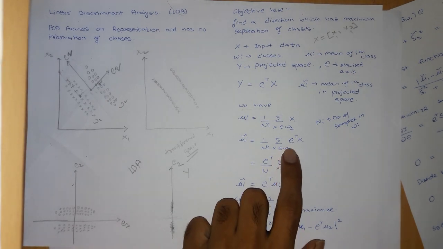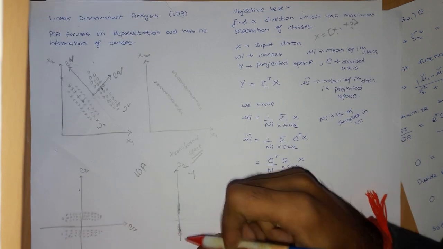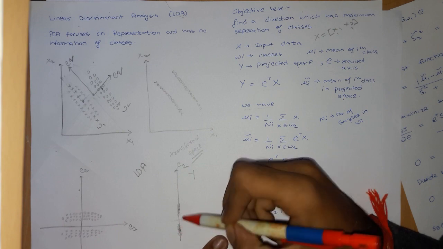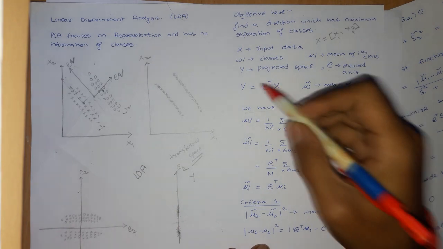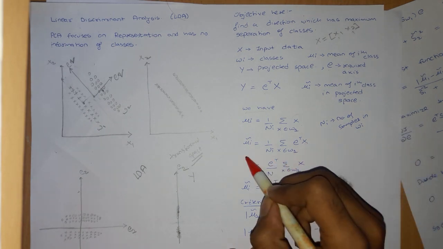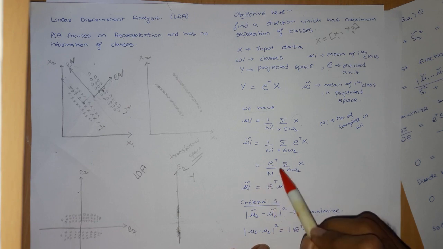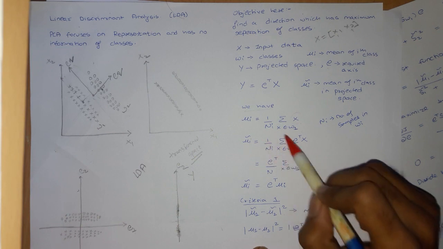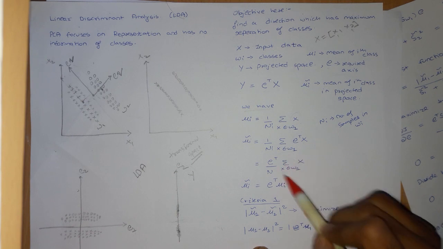Because we are in the transformed space, here there will be y. So the mean over here is nothing but the addition of all points divided by the total number of points. So instead of x you are getting E transpose x, because that is y, because this is the transformed space. Now this is equal to E transpose by n. Here you can take this out, because this summation only depends on x.